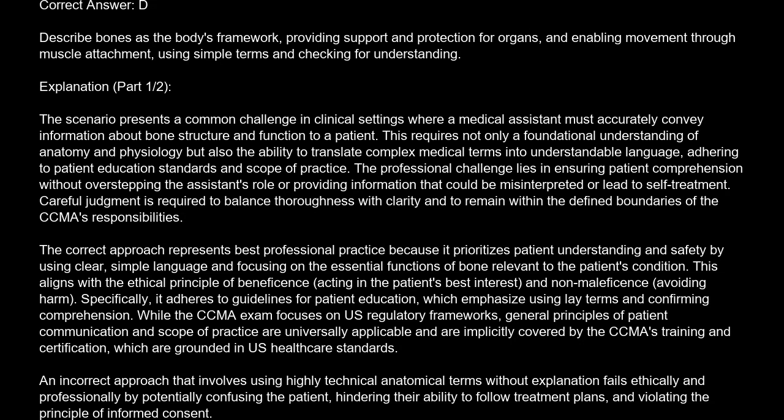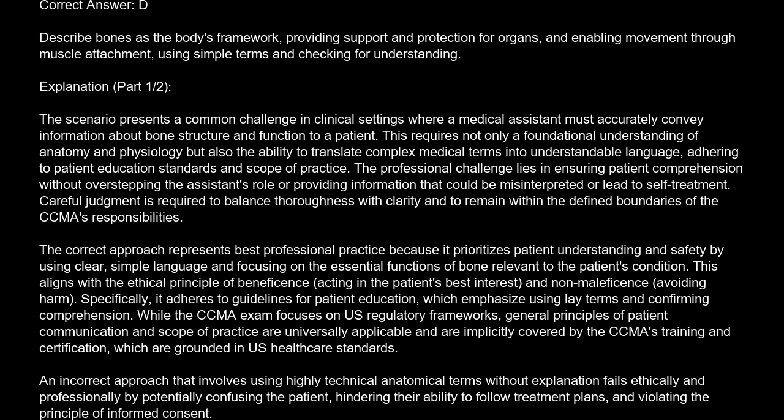The correct answer is D. Describe bones as the body's framework, providing support and protection for organs, and enabling movement through muscle attachment, using simple terms and checking for understanding. Explanation. The scenario presents a common challenge in clinical settings where a medical assistant must accurately convey information about bone structure and function to a patient.